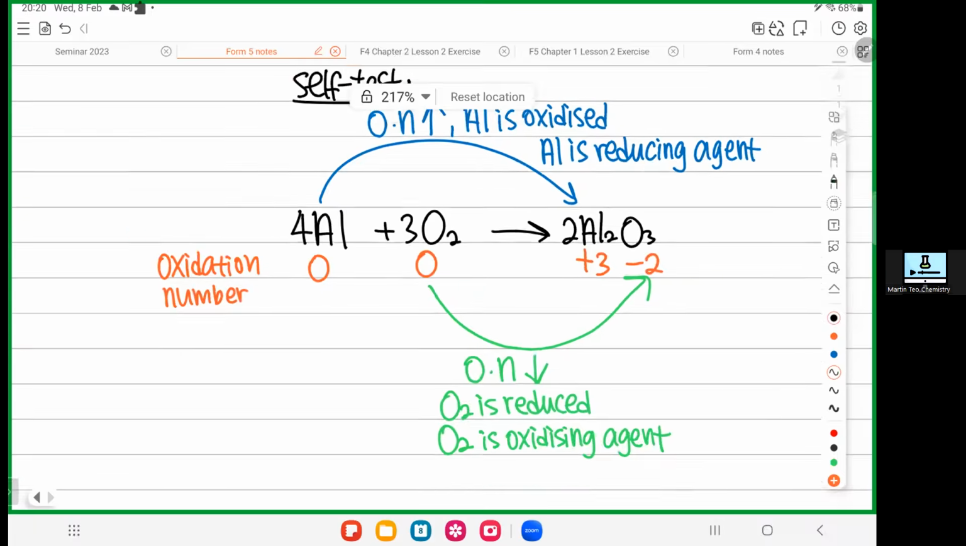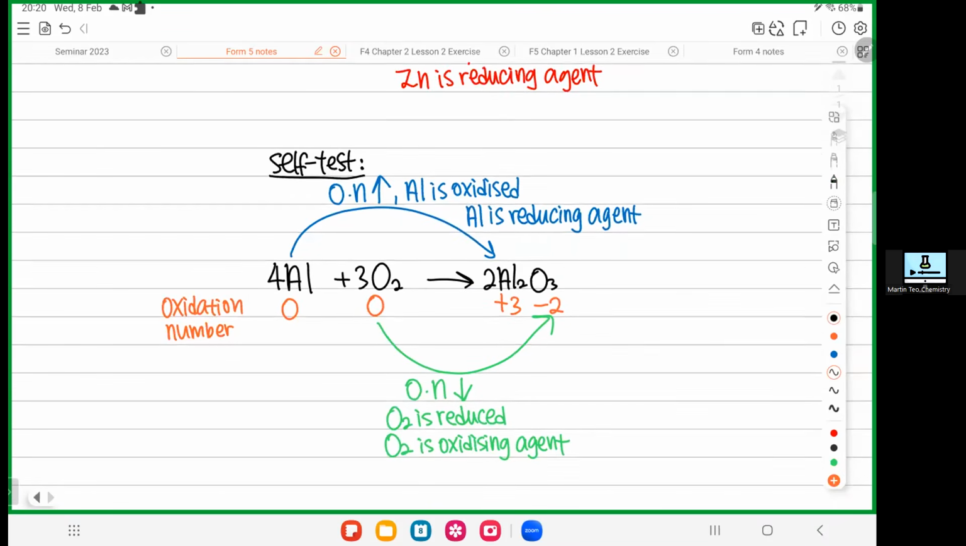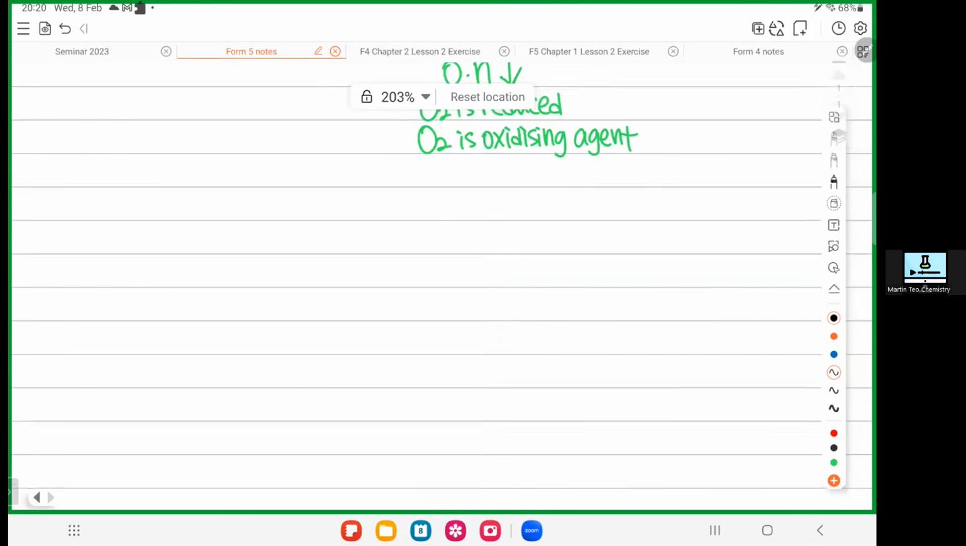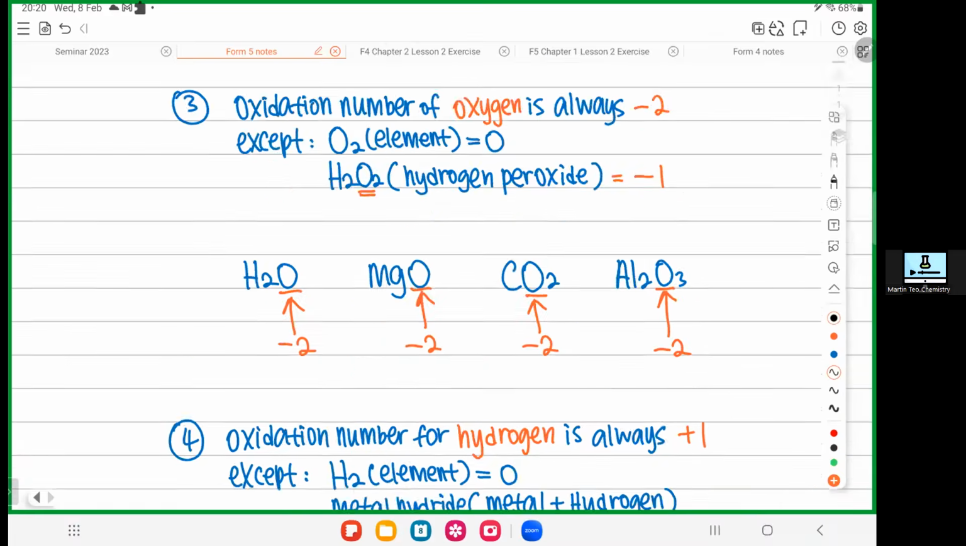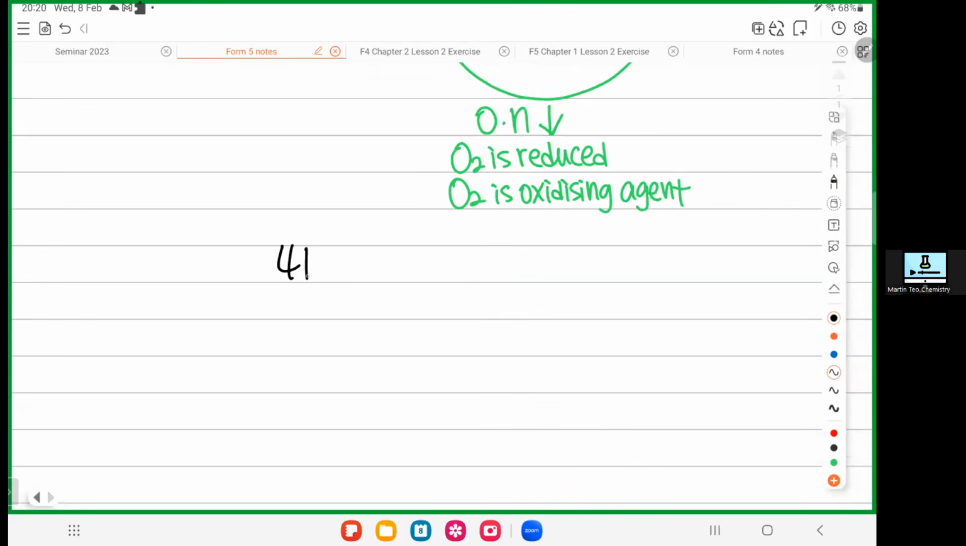All done. So hopefully this gives you a very good idea of what we learned, because this is very important. And for today's lesson, we will do a lot of cases like this. Now, the next thing is very important. Remember last week we learned what? 4 rules.